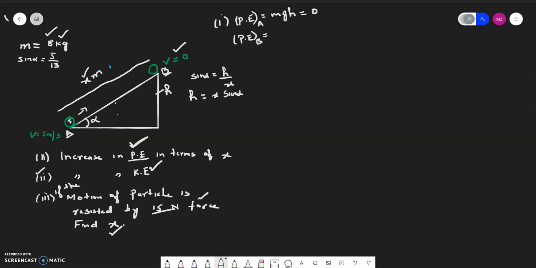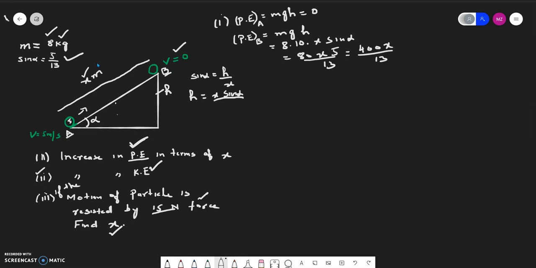Now potential energy at B will be m, g and h. m is given as 8, g is 10, and h is x sine of alpha. Now this becomes 80x, and sine of alpha is 5 over 13, and this will become 400x over 13. So this is the potential energy at B.